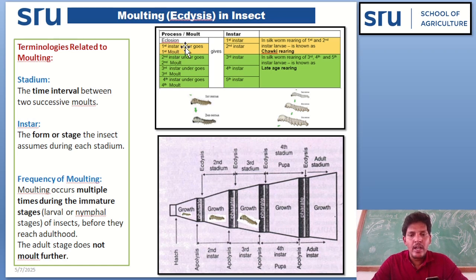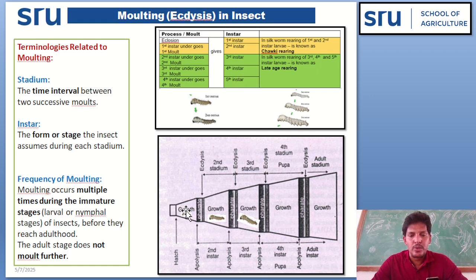See here, egg hatching or eclosion gives first instar larvae. First instar undergoes first molt and gives second instar. Second instar undergoes second molt and gives third instar. Third instar undergoes third molt and gives fourth instar. Fourth instar undergoes fourth molt and gives fifth instar.